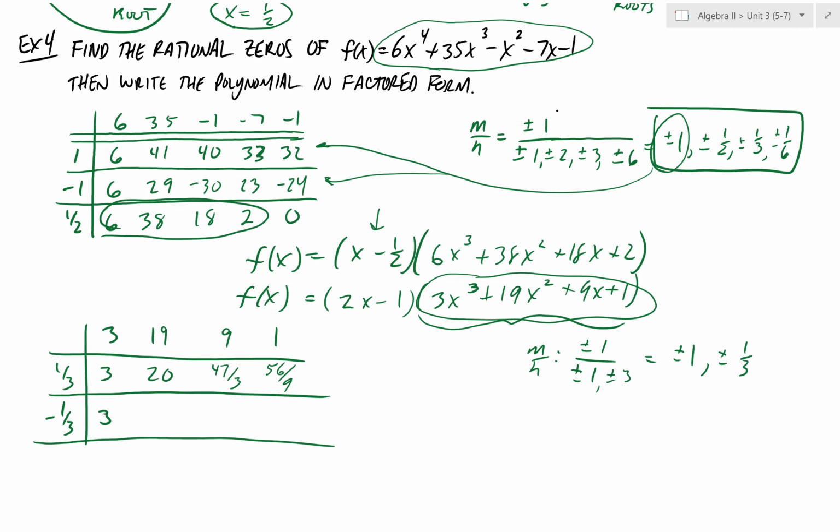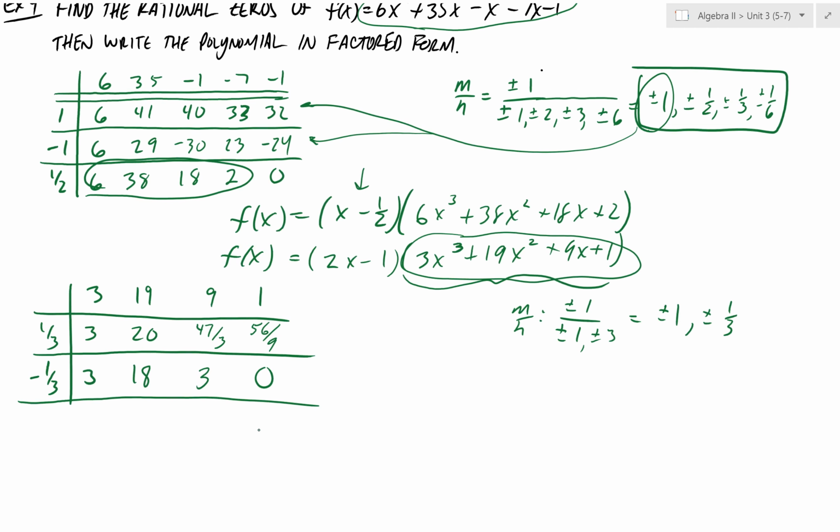Okay? So now let's try -1/3. Multiply by -1/3 and you get -1 plus 19 is 18. -1/3 of 18 is -6. Add that to 9 and you get 3. -1/3 times 3 is -1. Add that to 1 and you get 0.